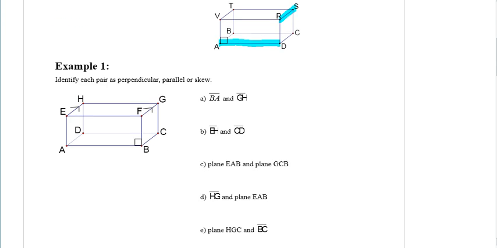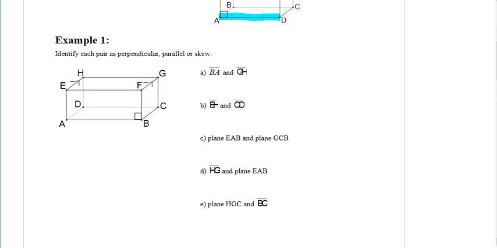So if we look at a couple of these examples, I'll do the first one. I'm going to have you guys do the rest for tomorrow. BA and GH. So if we looked at BA and GH, okay, so they're running in the same direction, okay, they're never going to intersect, so we would call these parallel. I'd like you guys to try the other four for class tomorrow. Make sure you have these done when you come in.